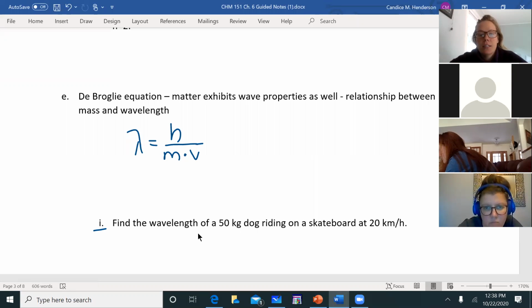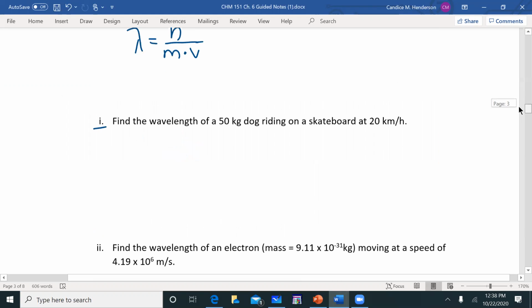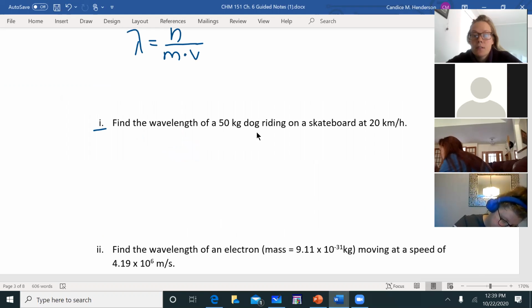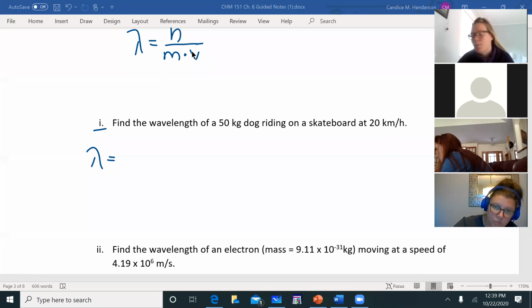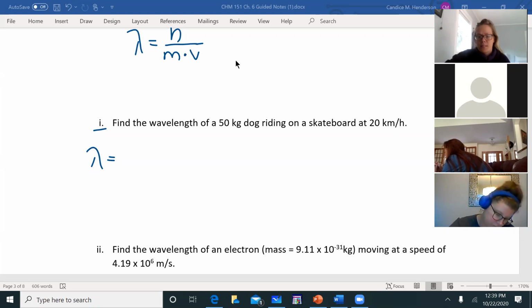So we have a dog that's 50 kilograms, and the dog is riding a skateboard that is going 20 kilometers per hour. I want you to find the wavelength that is coming off of this dog. All right, so your wavelength will need to equal your Planck's constant divided by your mass and your velocity. But make sure you're using the correct units for mass and for velocity. I'll give you about 3 minutes to put that one together.